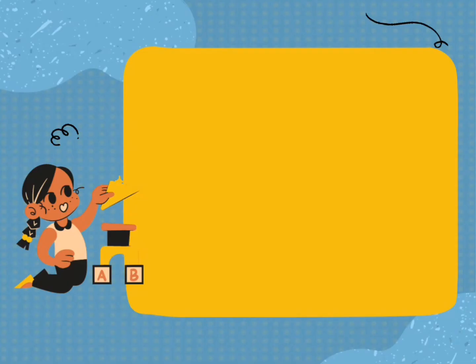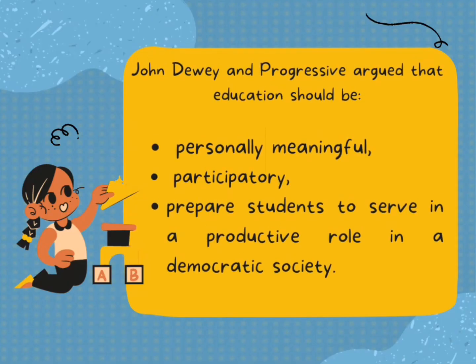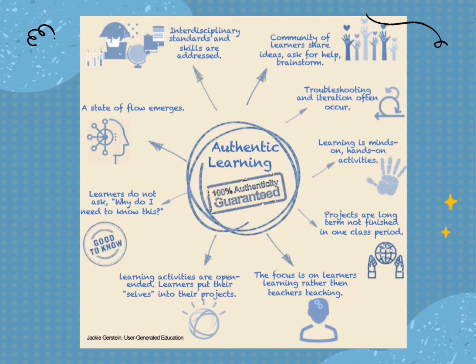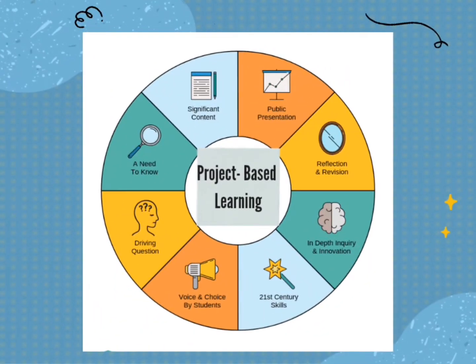Keeping it real. John Dewey and the Progressives argued that education should be personally meaningful, participatory, and should prepare students to serve in a productive role in a democratic society. So when we talk about instructional strategies, they should have authentic learning. It allows students to explore, discuss, and meaningfully construct concepts that involve real-world problems and projects that are relevant to the learners. Next is project-based learning, an instructional approach designed to give students the opportunity to develop knowledge and skills through engaging projects set around challenges and problems they may face in the real world.